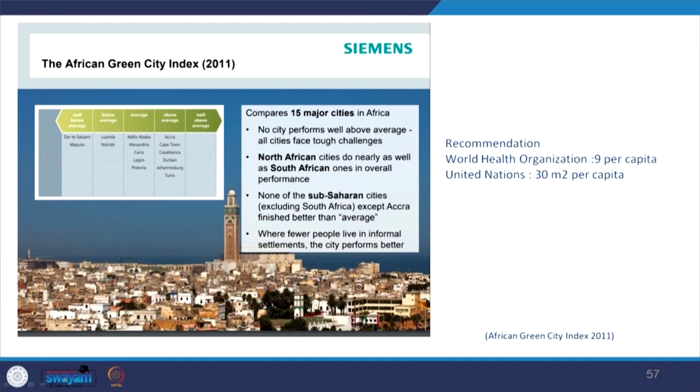This is well below the WHO and United Nations recommendations, where WHO recommends 9 square meters per capita, whereas the UN recommends 30 square meters per capita.